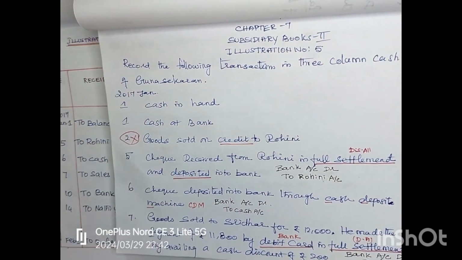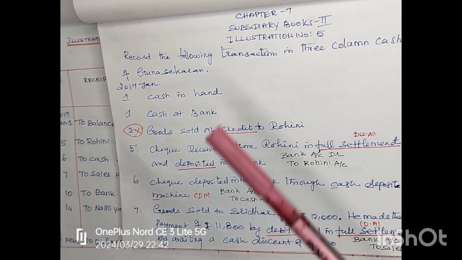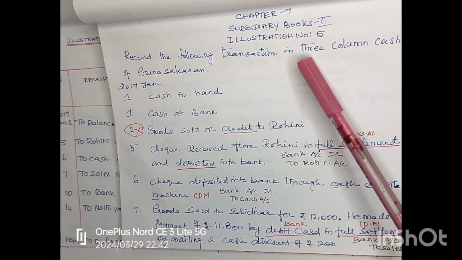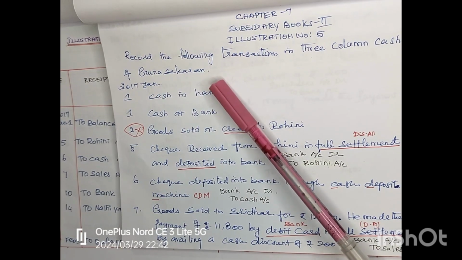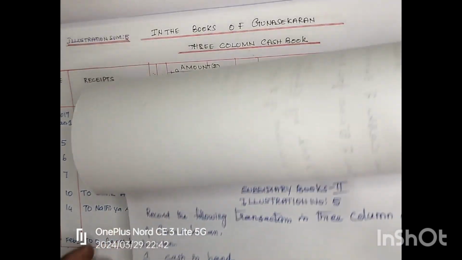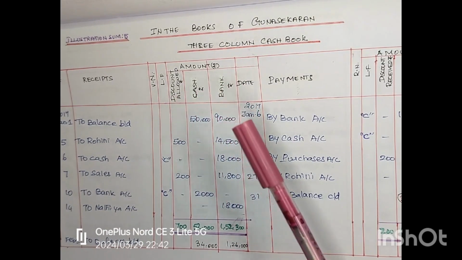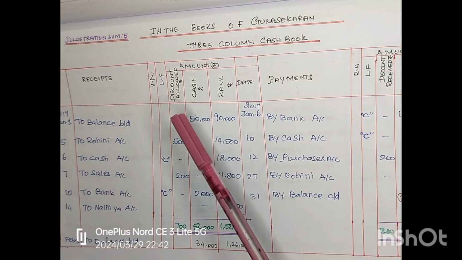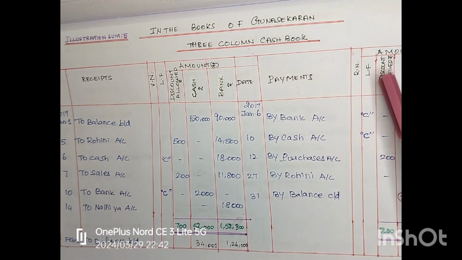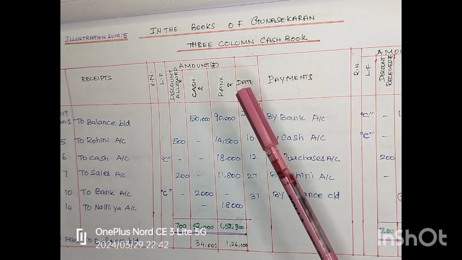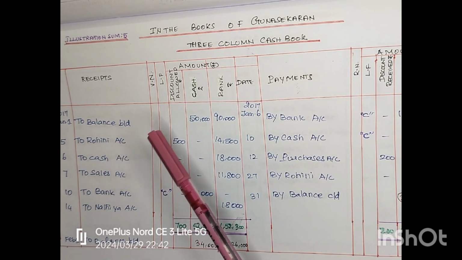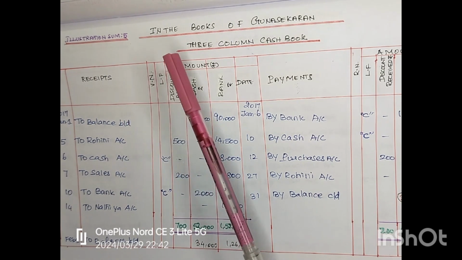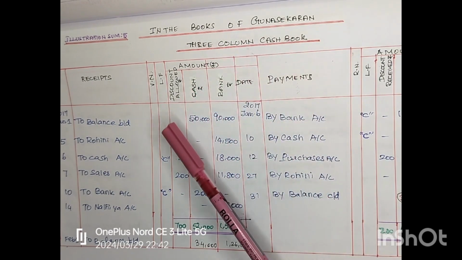In this video we are going to learn about 11th Standard Accountancy Chapter 7 Subsidiary Books 2, Illustration number 5. Record the following transactions in the 3-column cash book of Gunasekaran. Before we enter them, what is meant by a 3-column cash book? A 3-column cash book contains 3 amount columns on both sides, that is discount, cash and bank columns on both sides. Before we enter the given cash, bank and discount related transactions into the 3-column cash book, we need to prepare the title and format of the 3-column cash book.